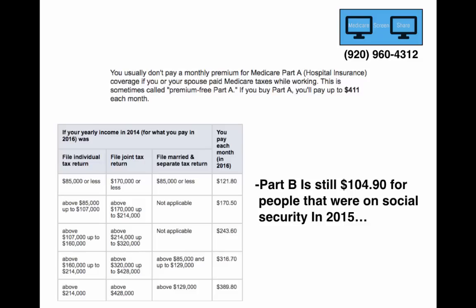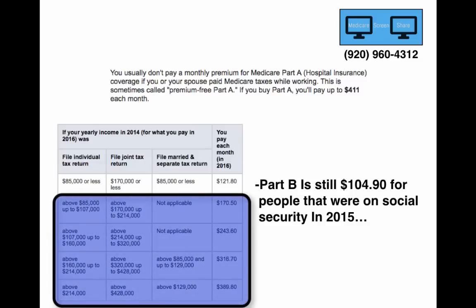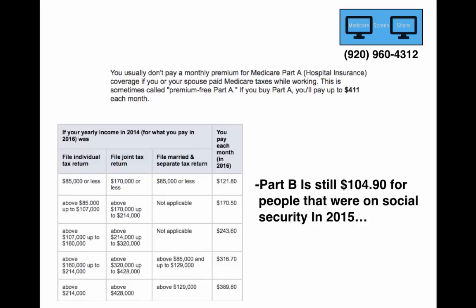The cost for Part B increases if you make more than $85,000 a year individually or $175,000 a year filing jointly. I have a chart above if you want to see where you might fall.